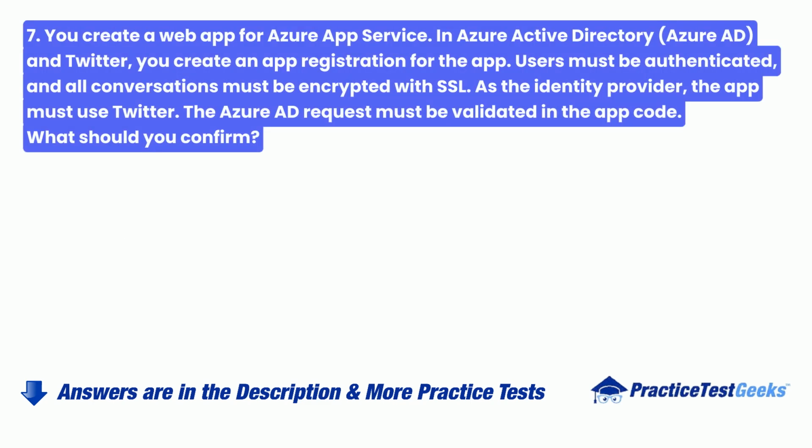7. You create a web app for Azure App Service. In Azure Active Directory, Azure AD, and Twitter, you create an app registration for the app. Users must be authenticated, and all conversations must be encrypted with SSL. As the identity provider, the app must use Twitter. The Azure AD request must be validated in the app code. What should you confirm?